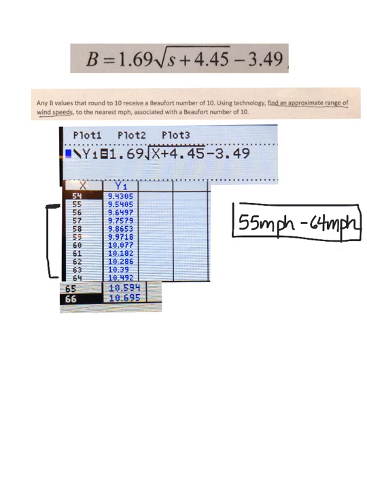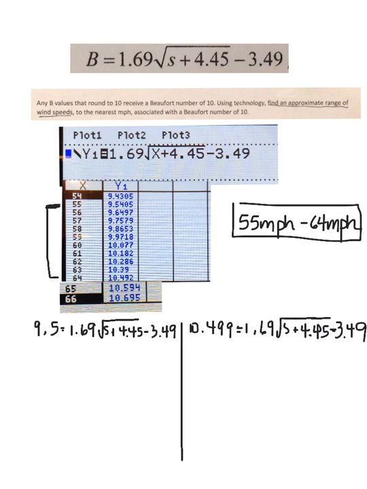Now, some of you honors kids would maybe think to do this algebraically, which it doesn't say you have to, but if you had to do it algebraically, it would look like this. Okay, so I kind of split it up and I would say, okay, what's the lowest number that would round to 10, which would be 9.5? And then what's the highest number that would round to 10, which would be 10.499? And then from here, you're going to have to start isolating the radical, okay?